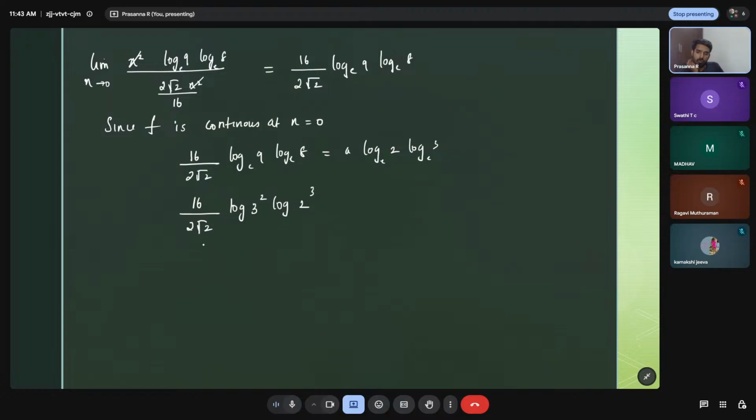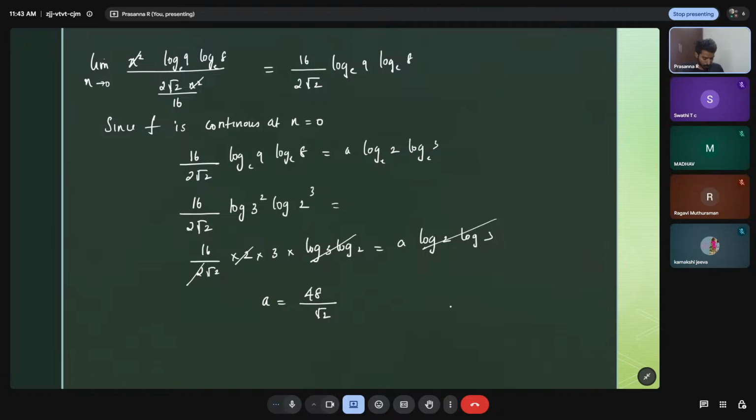Now you bring this 2 to the front and you bring this 3 here. This will be 6 log 3 log 2, and that is equal to a times log 2 log 3. So log 2 log 3 and log 2 log 3 will get cancelled. So my value of a is, 2 will get cancelled, 48 by root 2 is your value of a.